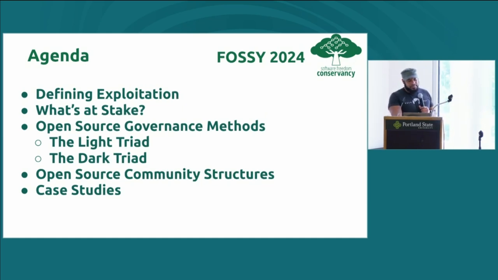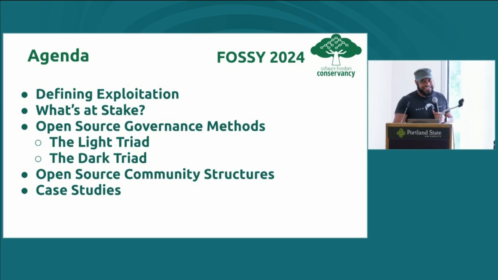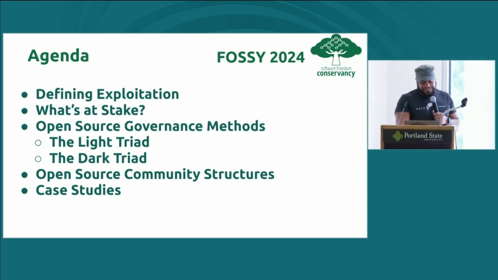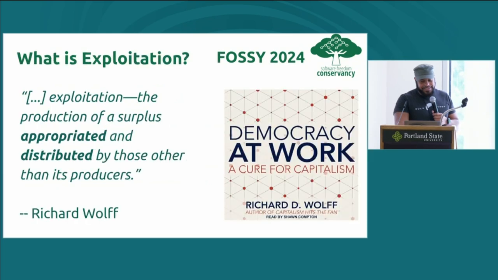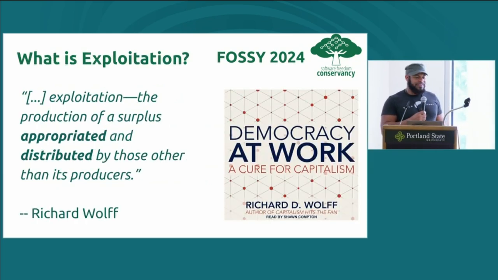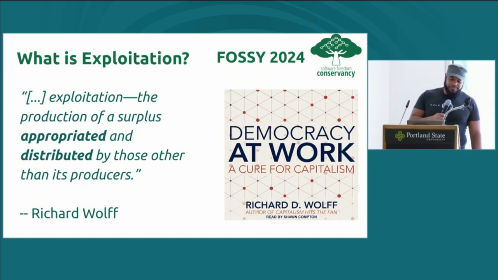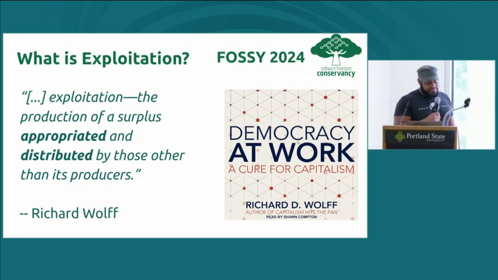All right, so before I go to the next slide, who wants to define exploitation? Who wants to take a stab? No wrong answers. Okay, so it's a hard thing to define. We have Richard Wolff's definition, and I think it's a good one. Exploitation is a reduction of a surplus that's appropriated and distributed by those other than its producers. It's kind of academic, but here's an illustration.